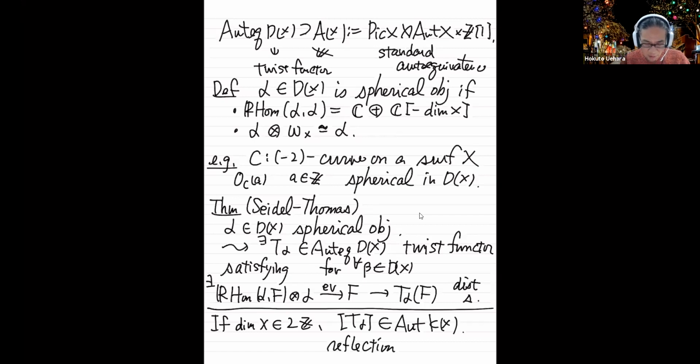So we can say if the variety has even dimension, the twist functor is a categorification of reflection. Any questions so far?